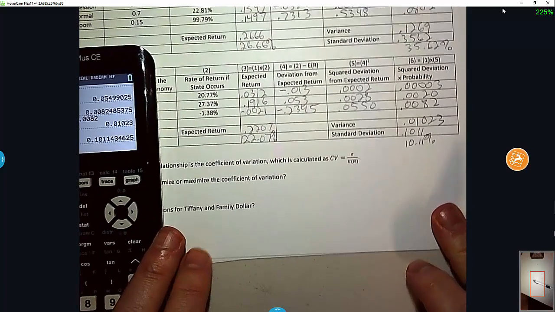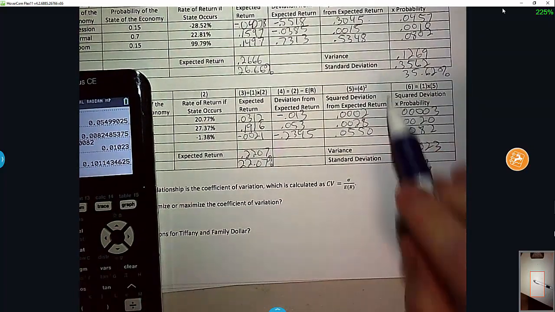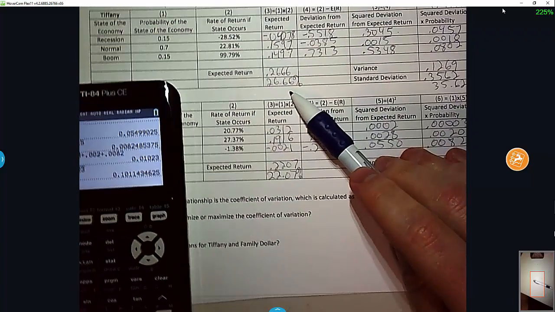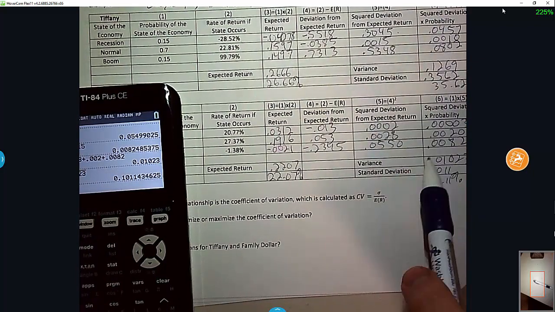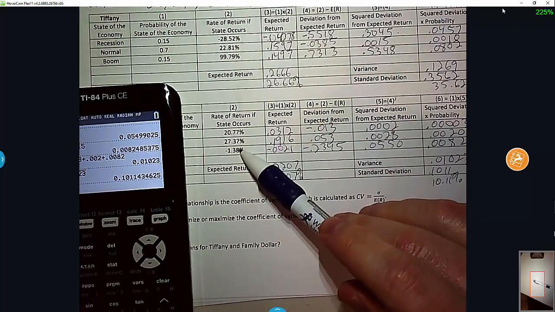We can see here that the standard deviation of these two different stocks is very different. The returns aren't terribly different. You get a little bit higher expected return with Tiffany than you do for Family Dollar. The standard deviations are very different because the range of outcomes for Family Dollar is fairly low.